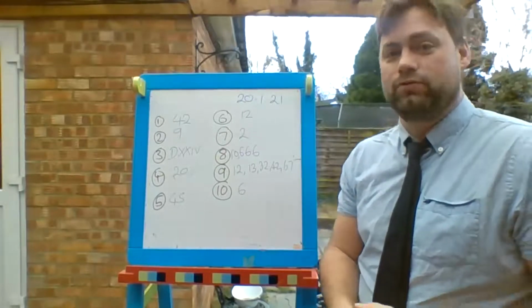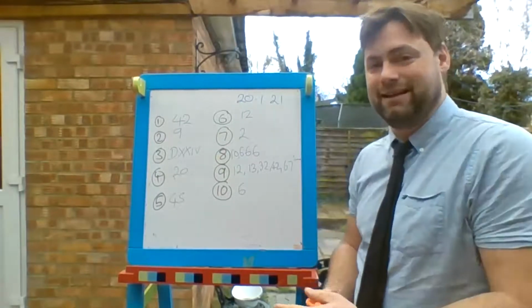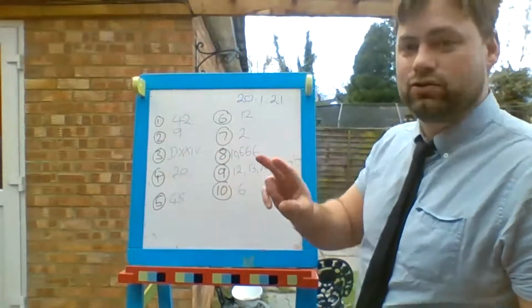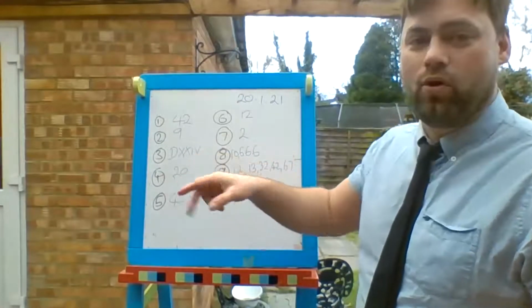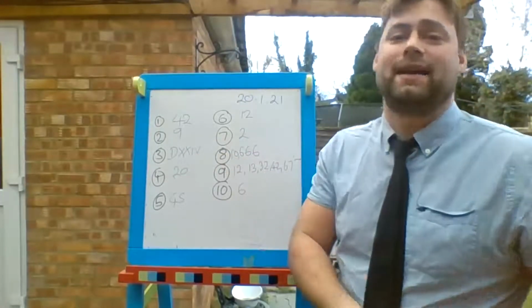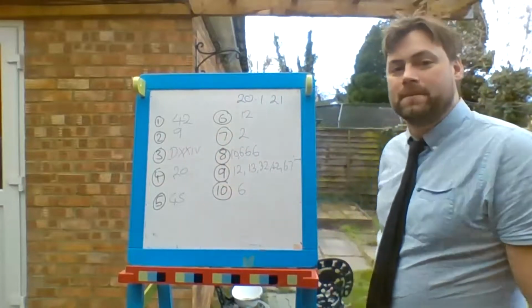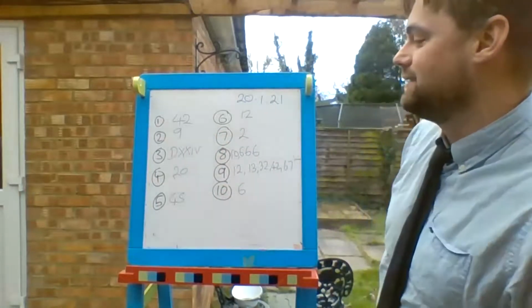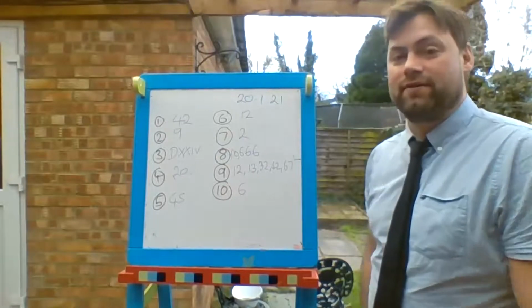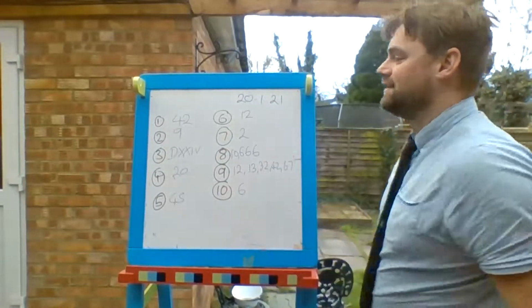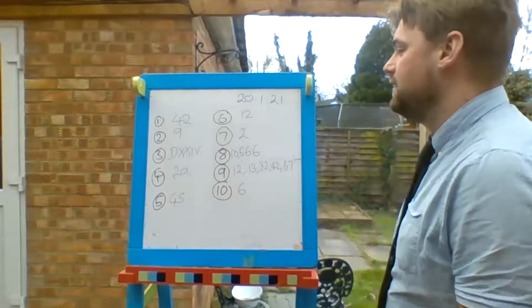524 is a Roman numeral. So 500 is represented as a D. We then have 20, 2 10s. And then we have 4, which is 1 before 5. And that gives us DXXIV. Question 4 is 20. Question 5, 9 times 5 is 45. Question 6, 84 divided by 7 is 12.